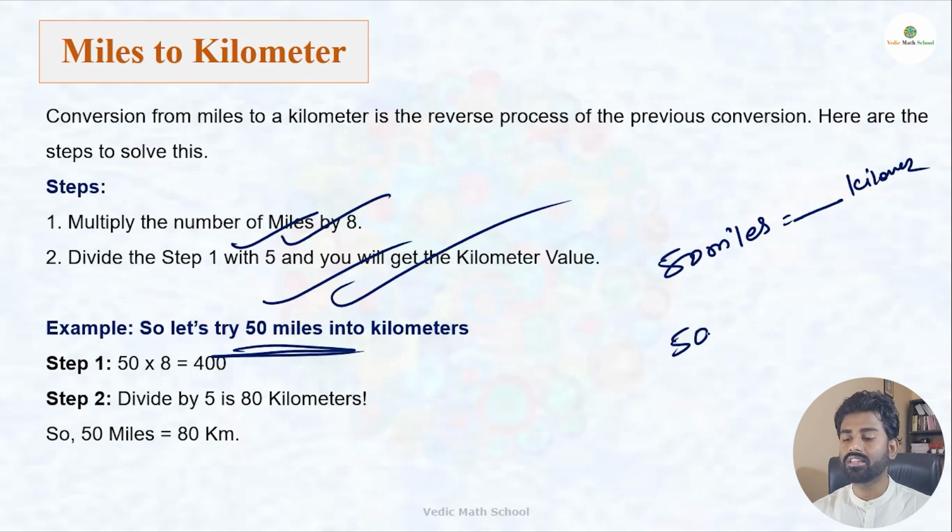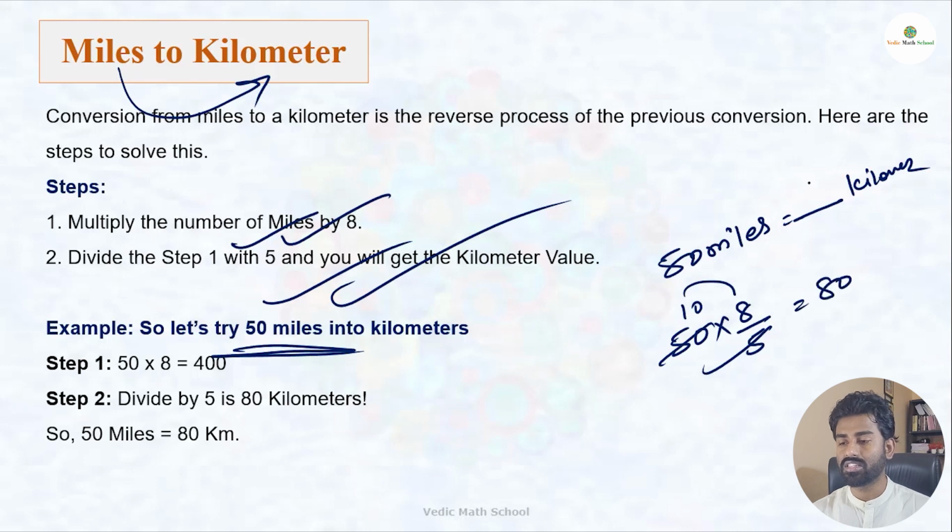In the previous topic, when we were doing the multiplication, we were doing 5 by 8, but this time I am going to do 8 by 5. Why? Because this is the reverse process. Earlier we were doing kilometer to miles, now I am doing miles to kilometer. So whatever was earlier 5 by 8 is going to be reversed. It will become 8 by 5. And that is the reason we are doing the same here. 8 by 5. So 5 and 5 cancel. 10. 10 into 8 is 80. So what is the answer?